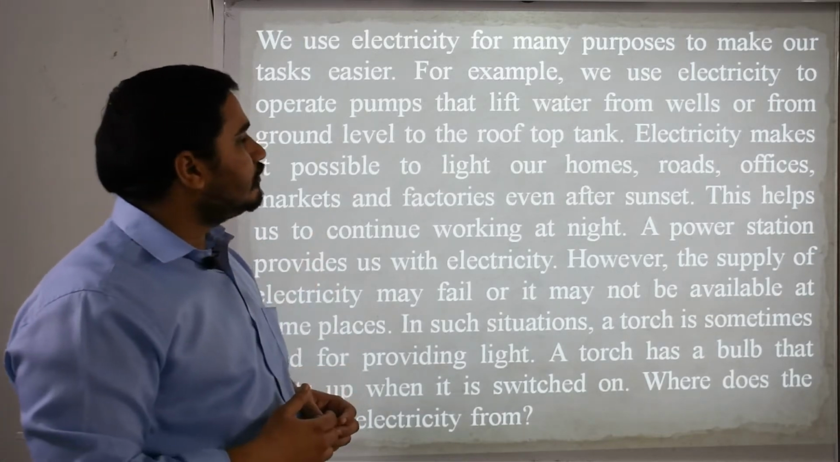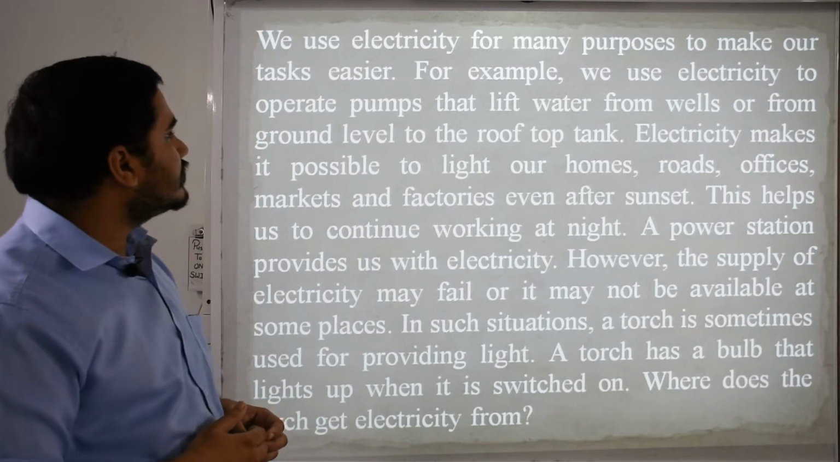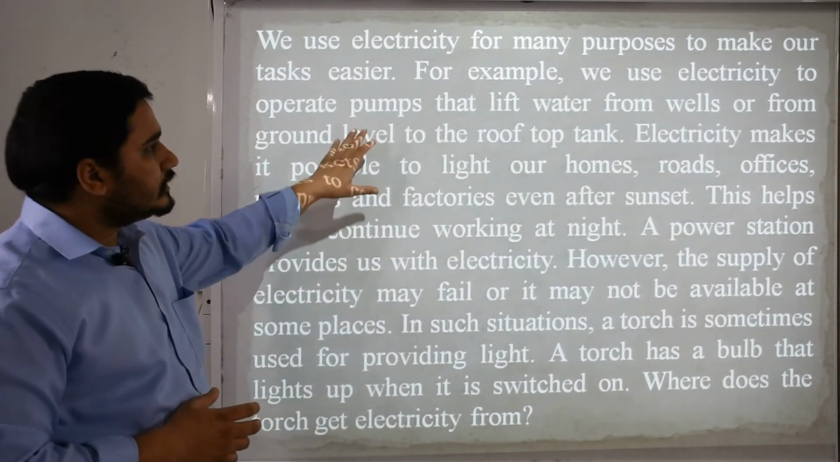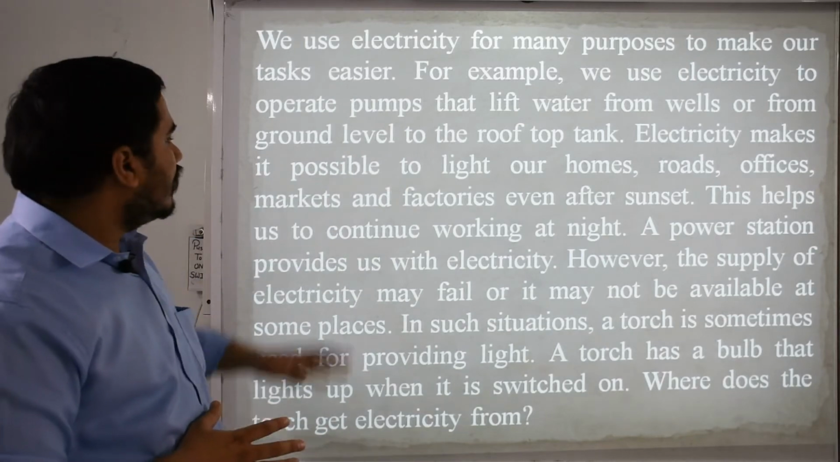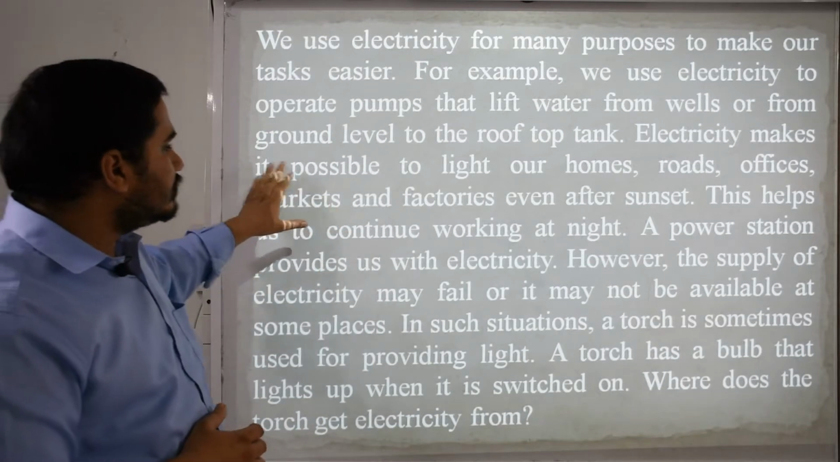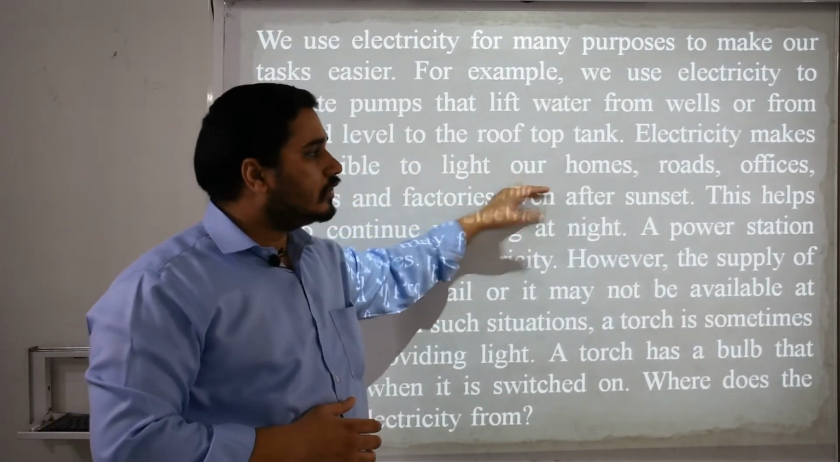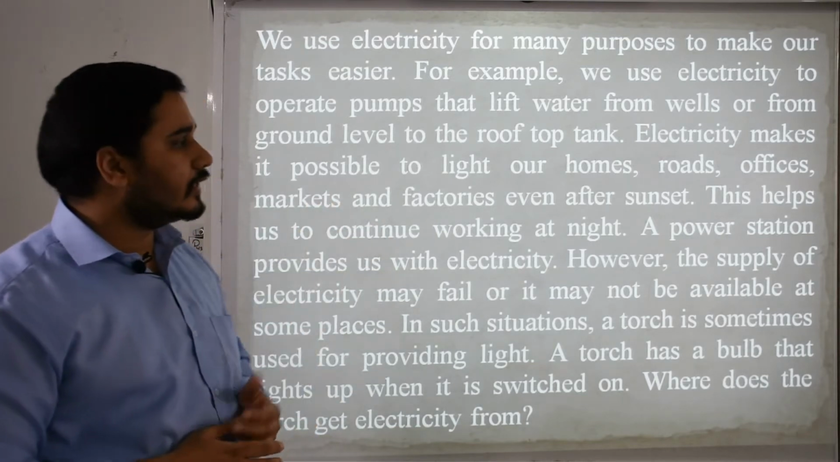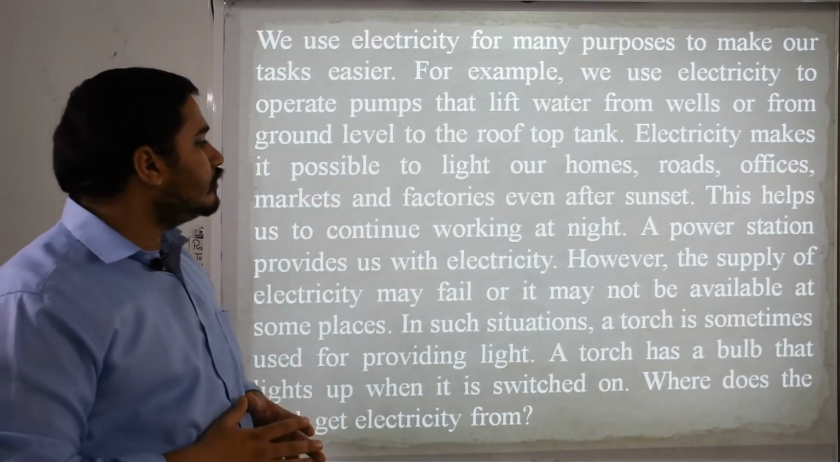We use electricity for many purposes to make our tasks easier. For example, we use electricity to operate pumps that lift water from wells or ground level to the rooftop tanks. Electricity makes it possible to light our homes, roads, offices, markets and factories even after sunset. This helps us to continue working at night.